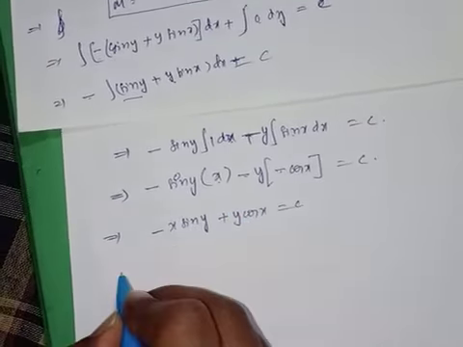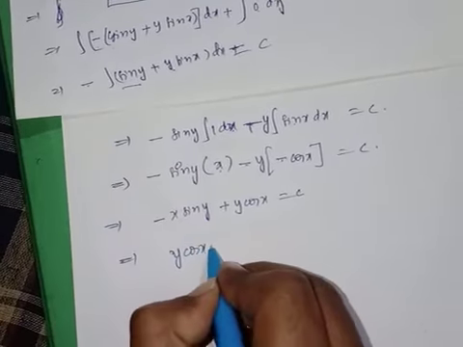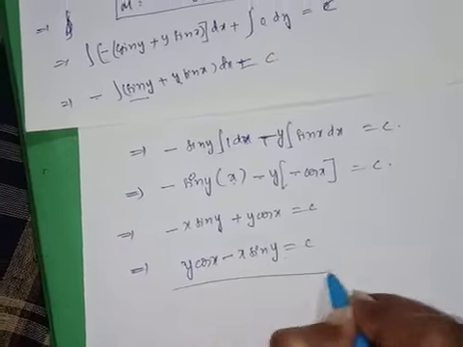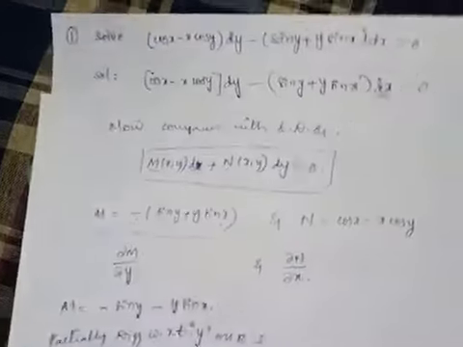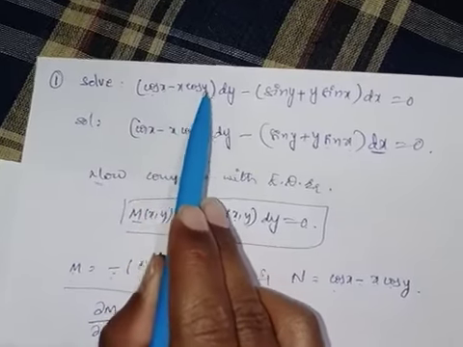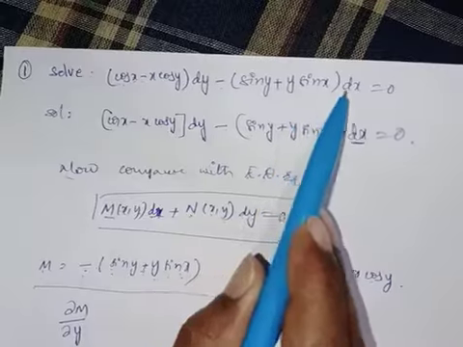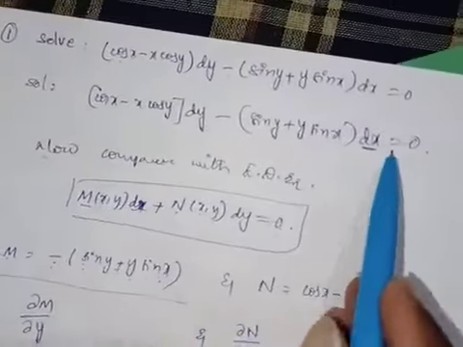We can rewrite this as y cos x minus x sin y is equal to c, which is the solution of the given question. Let's see the question once again. The question is: solve cos x minus x cos y dy minus sin y plus y sin x dx is equal to 0. First of all, write down the given question as it is.